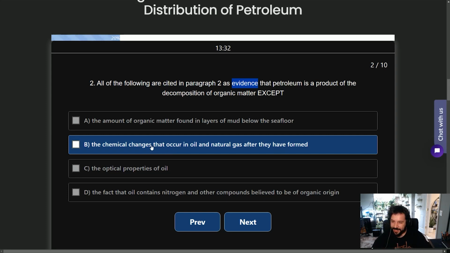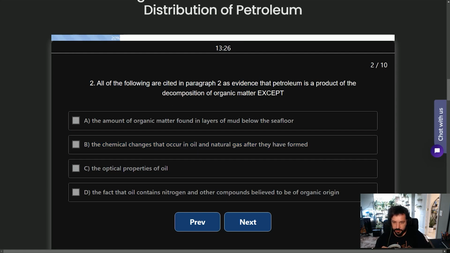Sorry. We mentioned the chemical changes, but we didn't say that is the reason why we believe the organic matter is there. And it's a product of the decomposition of organic matter. Now we know that because this decomposition happens under the mud, and also there are 2 other reasons why, as we mentioned after the colon.